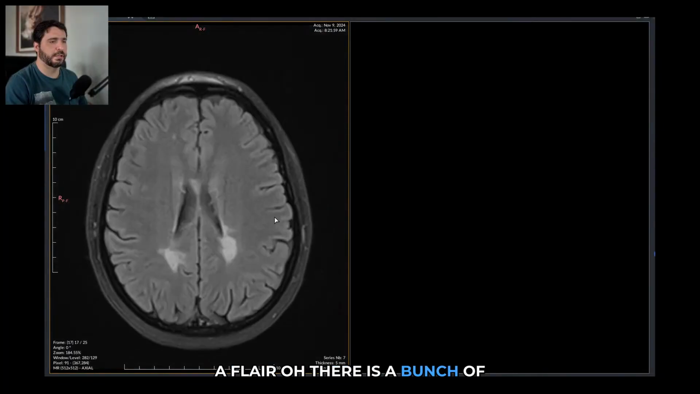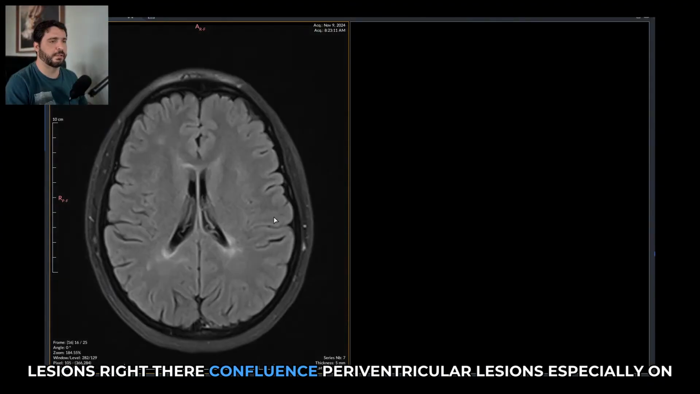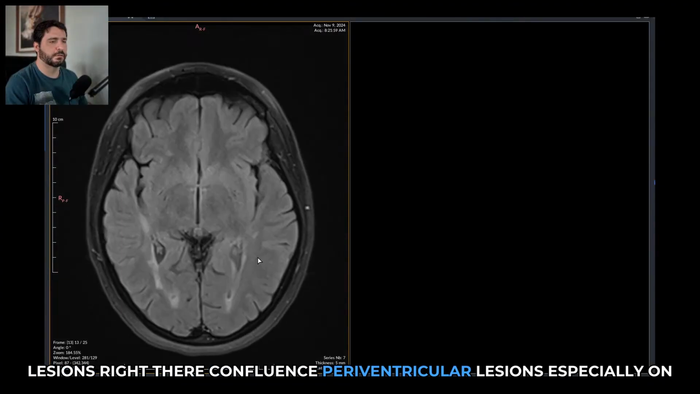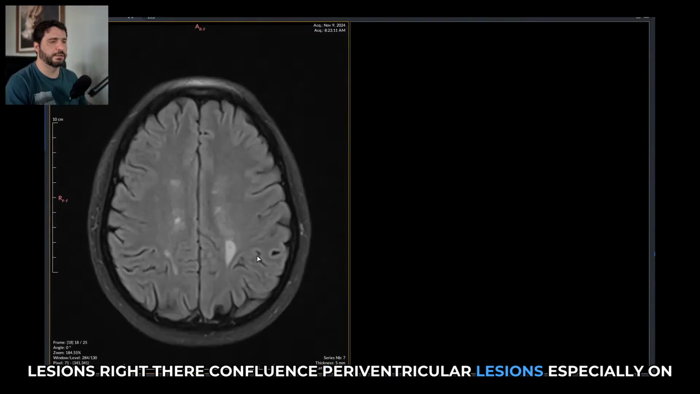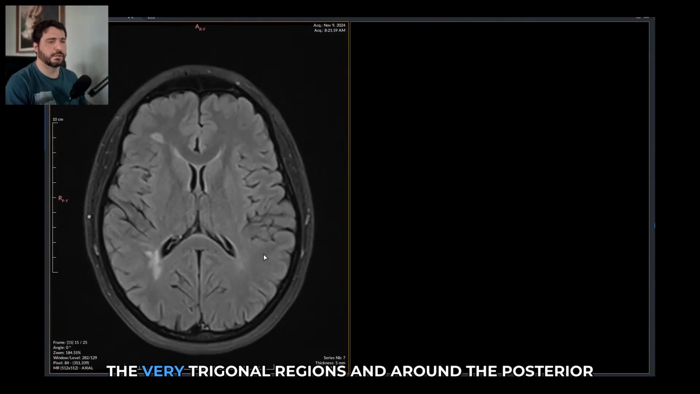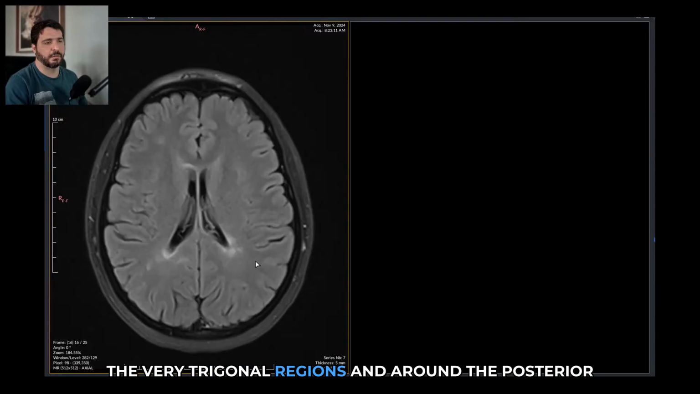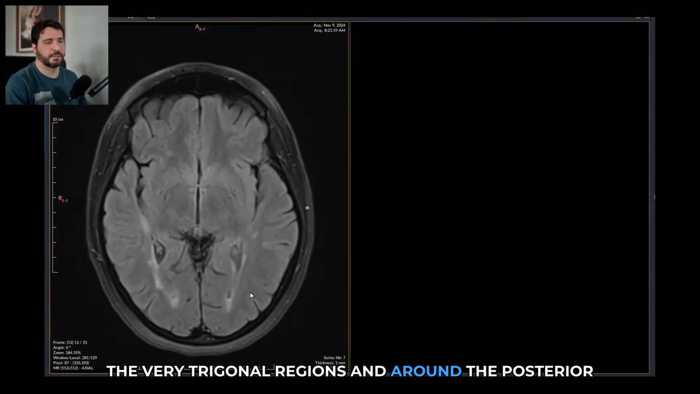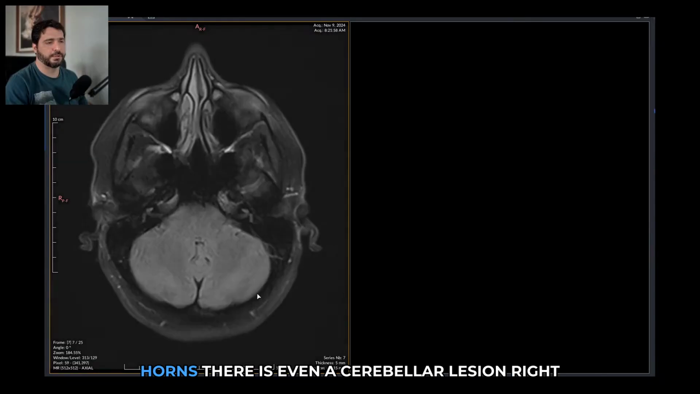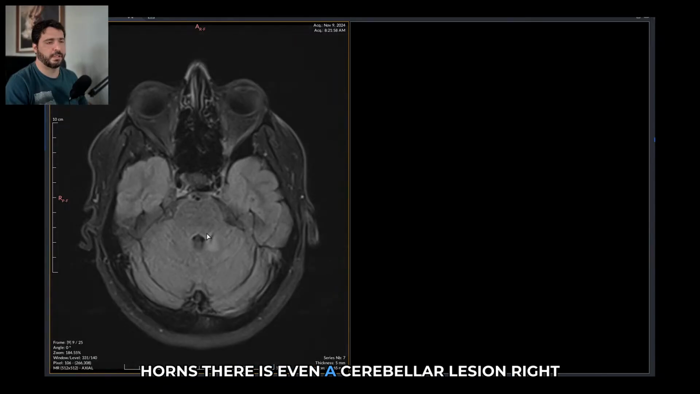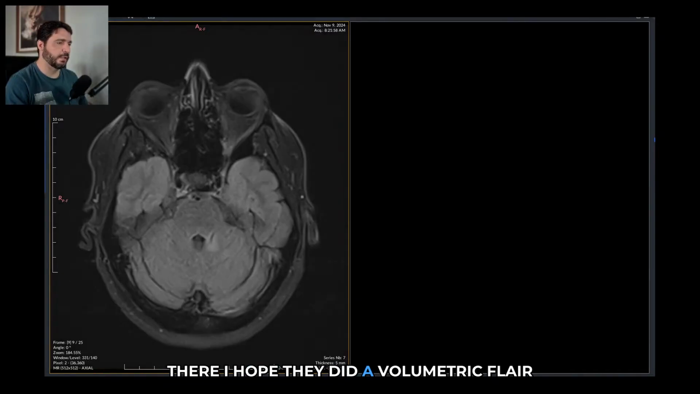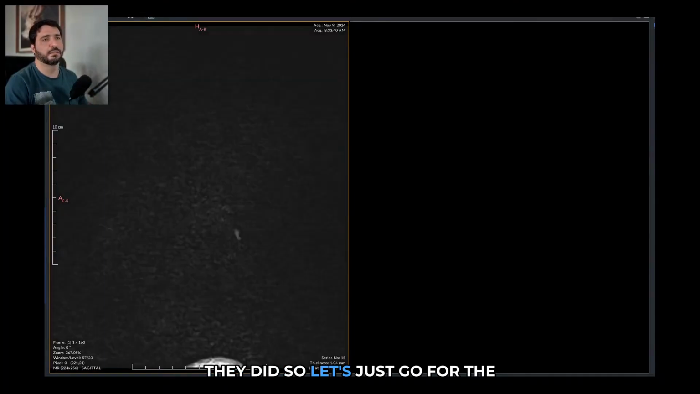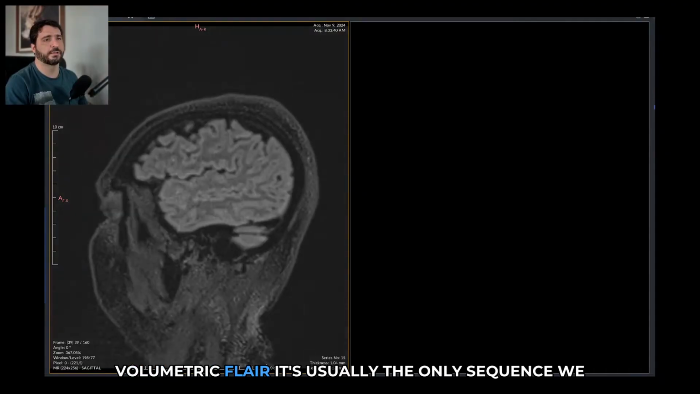Oh, there is a bunch of lesions right there. Confluent periventricular lesions, especially on the peritrigonal regions and around the posterior horns. There is even a cerebellar lesion right there. I hope they did a volumetric FLAIR. They did. So let's just go for the volumetric FLAIR.